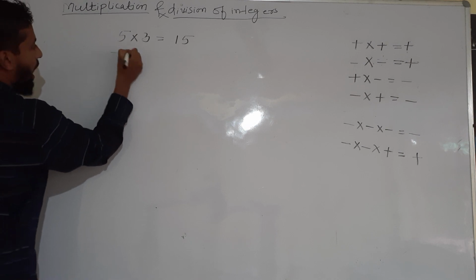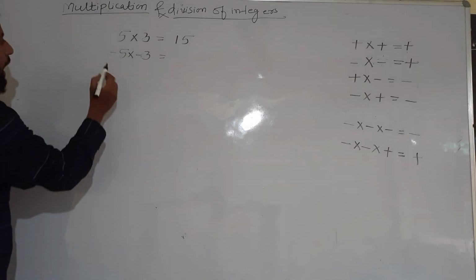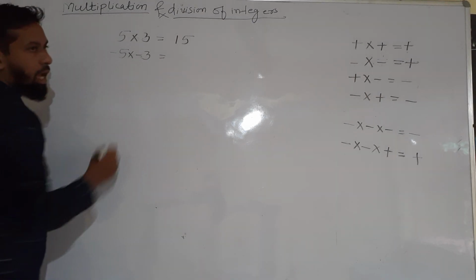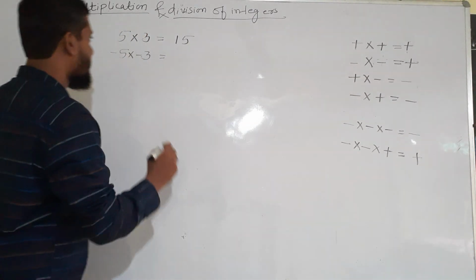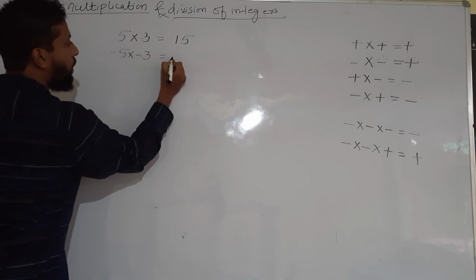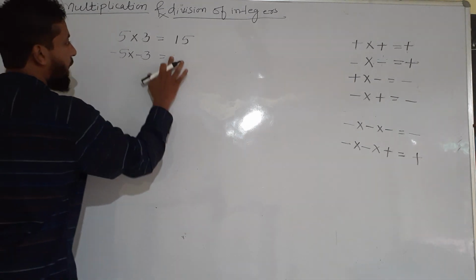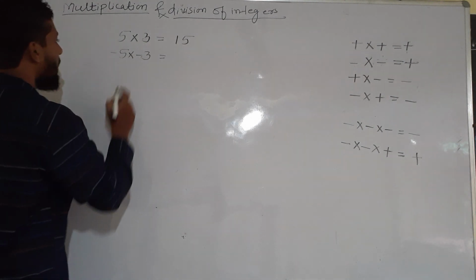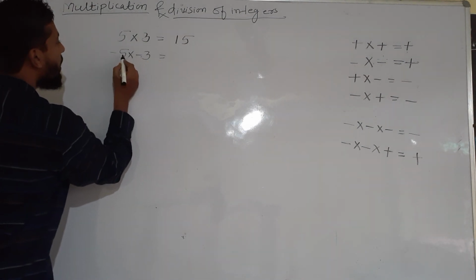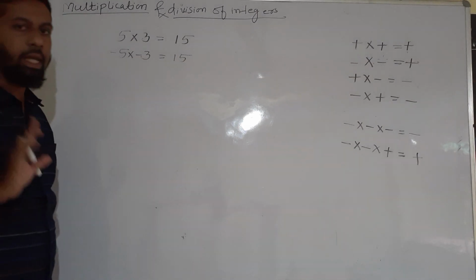Suppose it is minus 5 into minus 3. Again, first multiply the sign, then multiply the numbers. Keep in mind, first multiply the sign, then multiply the numbers. Minus into minus will be plus. If the sign is plus, then there is no need to write it. If you do not write it, it's okay, no problem. Minus into minus is plus. 5 3s are 15. The result will be the same.